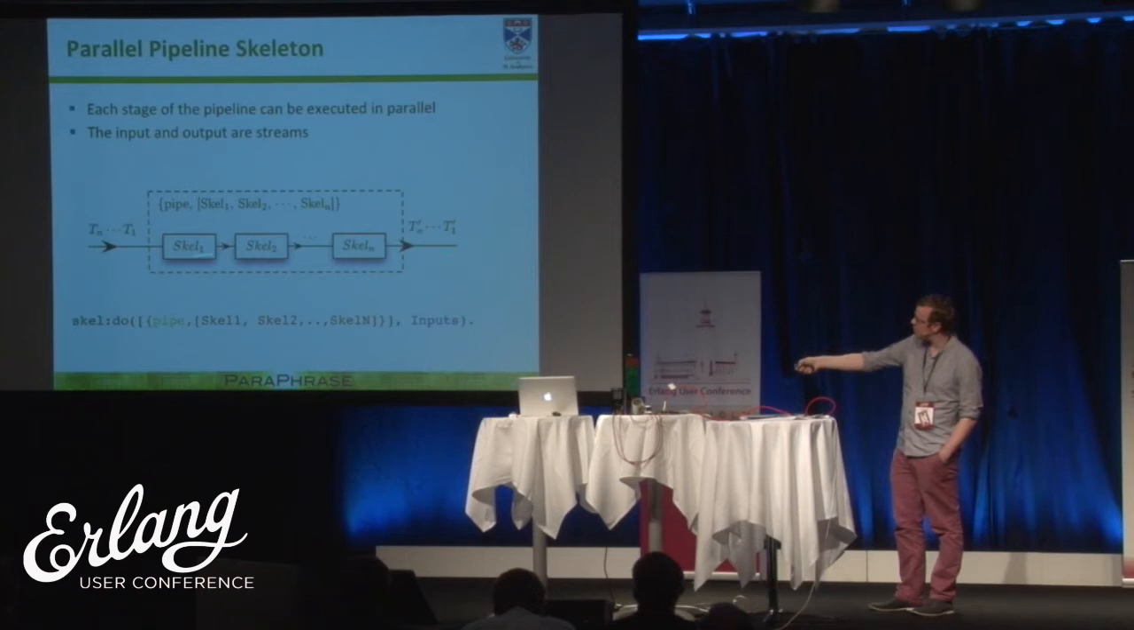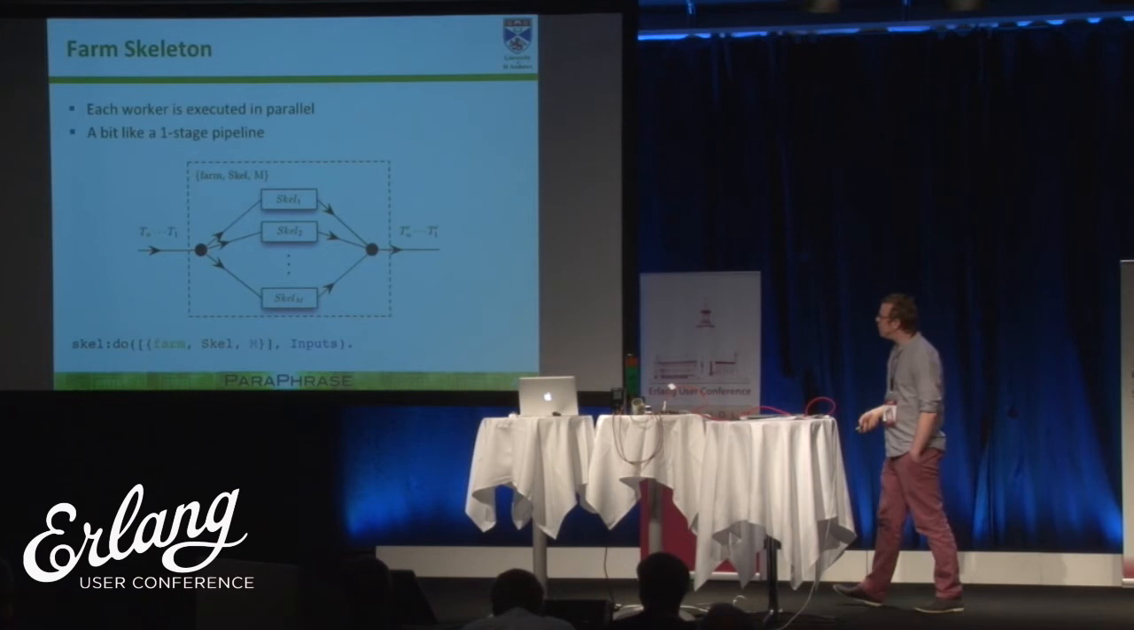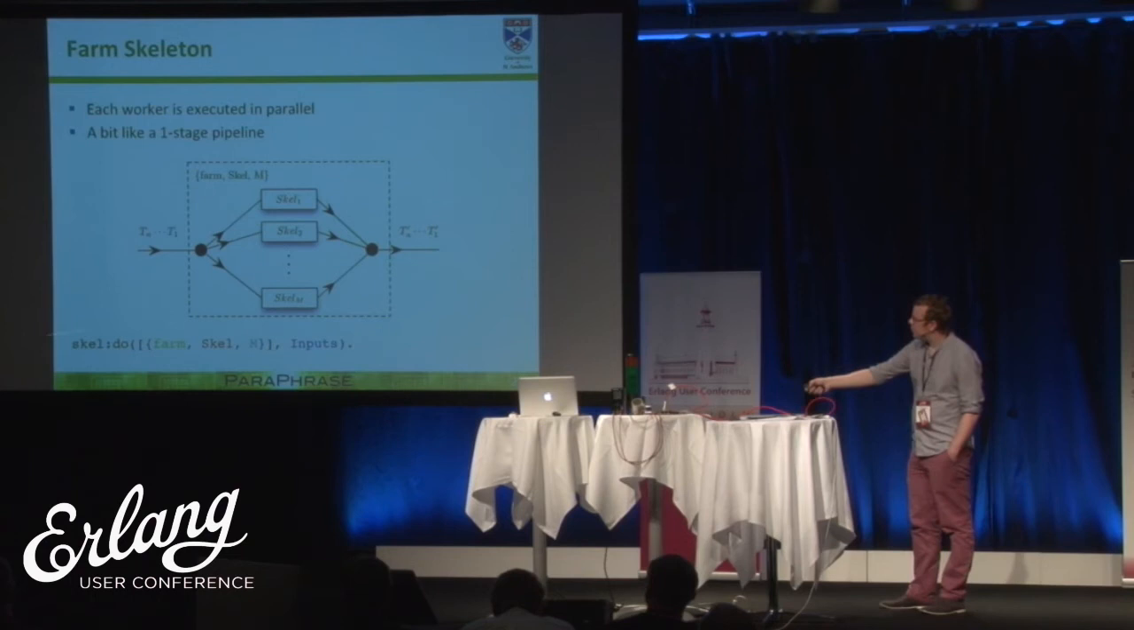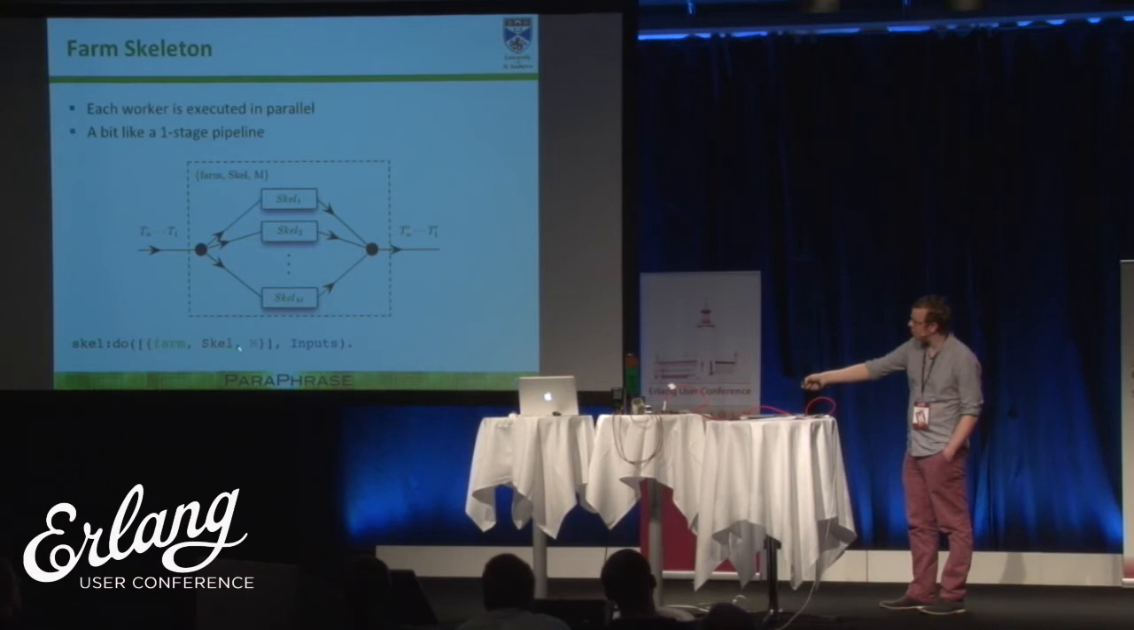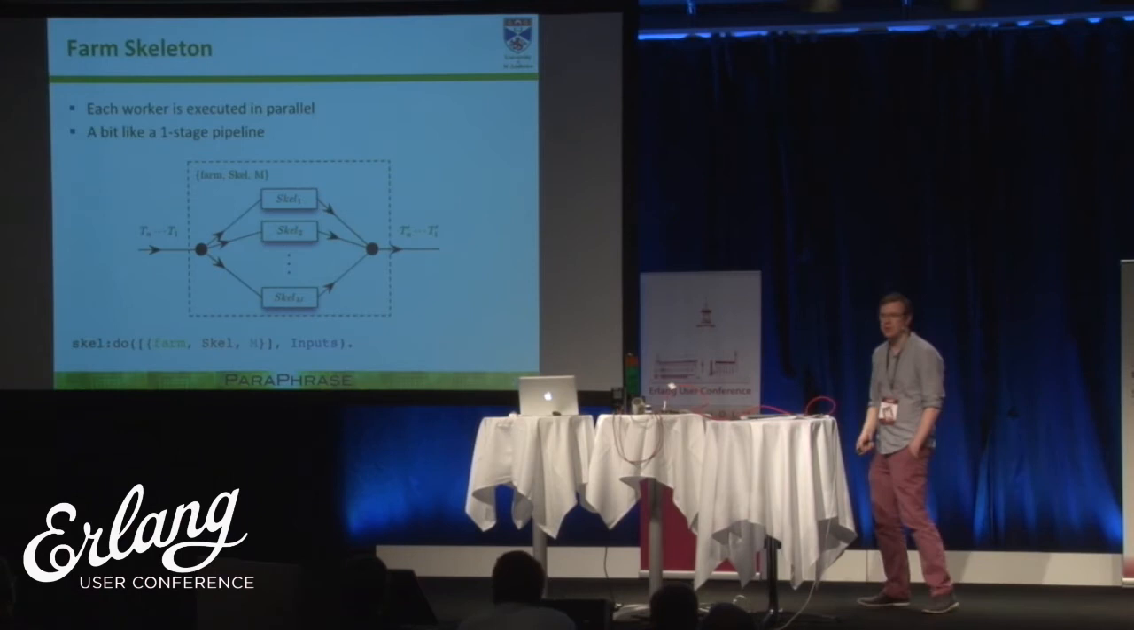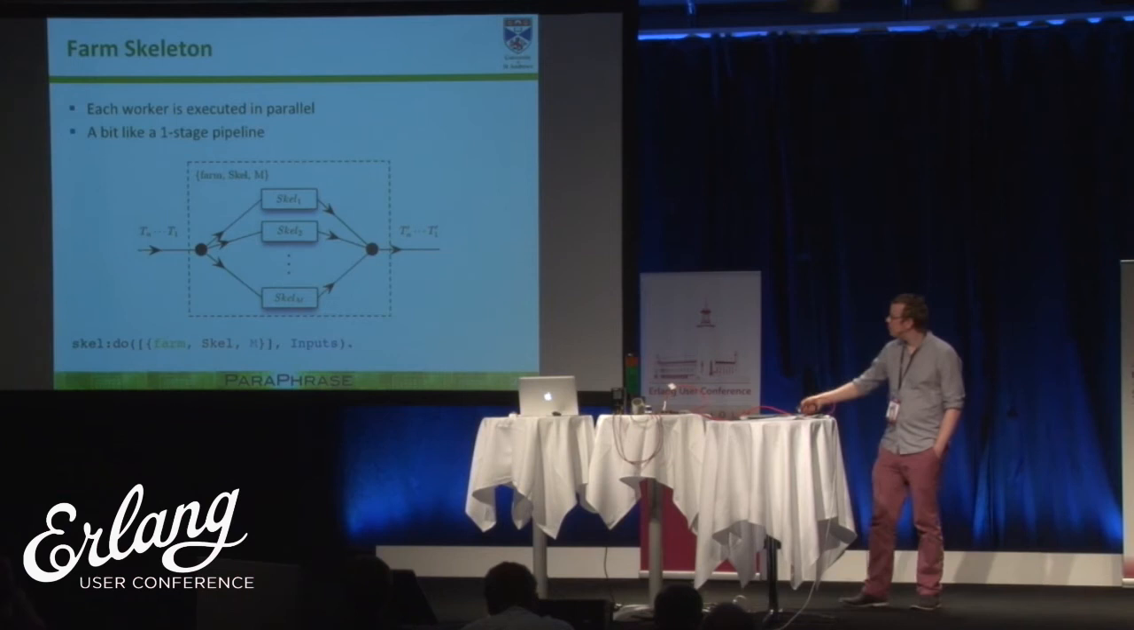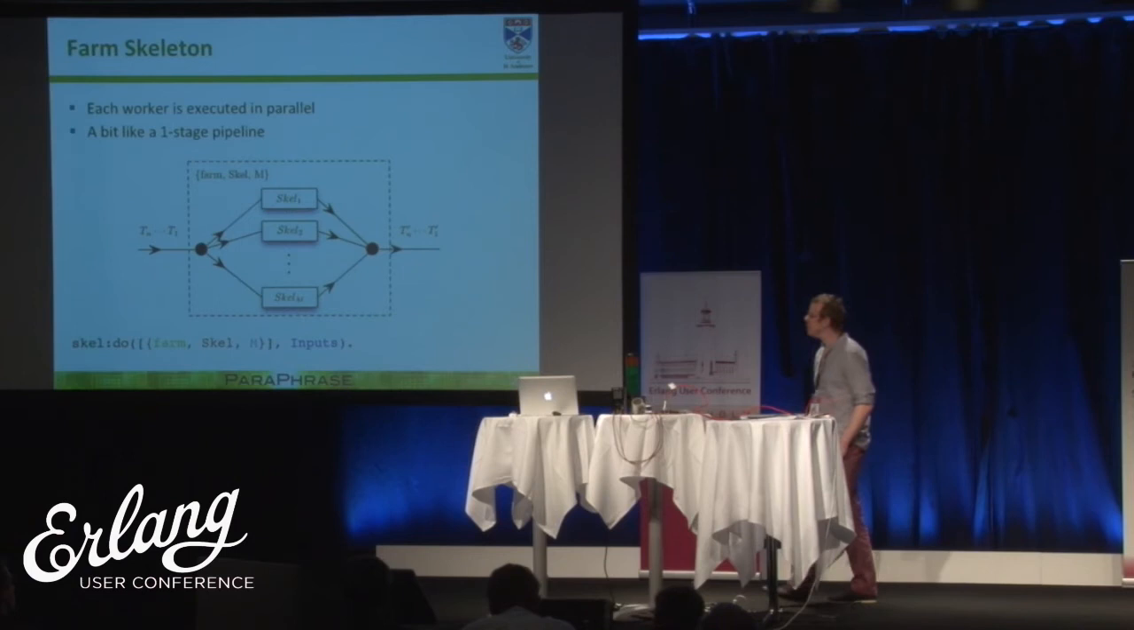Another example of a skeleton is a farm. This is like a data parallel pattern. This is an example of how you can construct one. It's simple again. You just have do, and then this time you have a farm. And you pass in your particular skeleton. M is the number of workers. So you want to have more than one worker, I hope, to get some parallelism. And then again, you just pass in your inputs. So these are your top-level units of work.